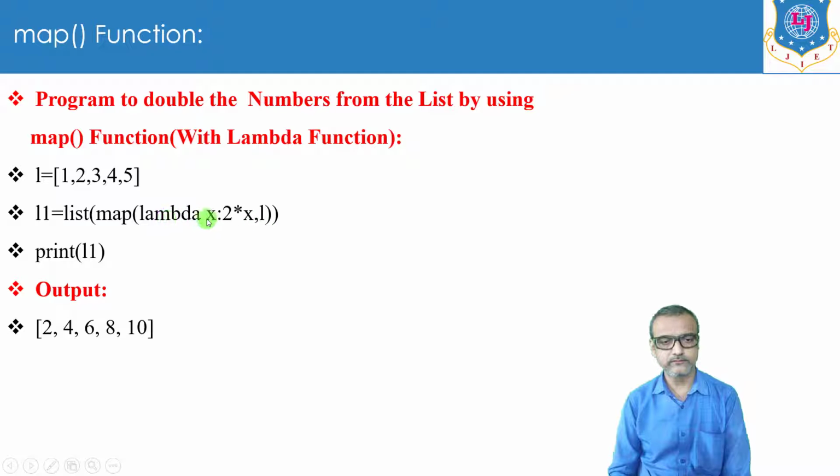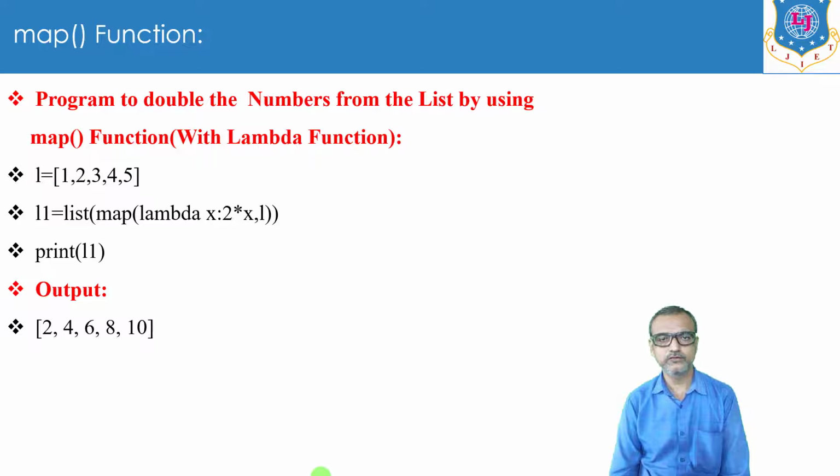Here we have written this lambda function inside the map function. It means we are using this function as an argument. So what this function will do, it will just double the values of the list L, that is 1, 2, 3, 4, 5. If we write down just the print L1 statement, what will be the output? That is 2, 4, 6, 8, 10. So this is nothing but the double values of the list L elements.